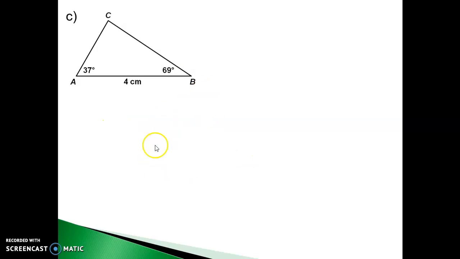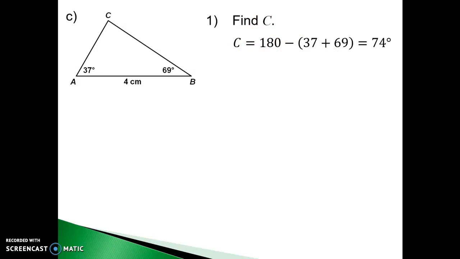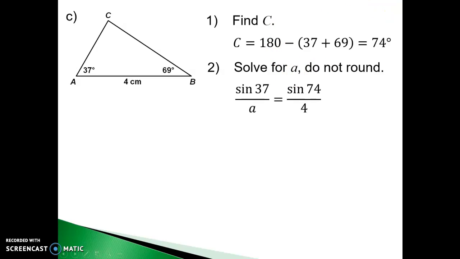And so we want to be able to start looking for some measurements. So for example, if I could find angle C, the sum of the angles is 180. So if I do 180 minus the sum of 37 and 69, I get big C to be 74 degrees. Then if I can find little a, and I don't want to round yet because I want an exact answer, I can set up and say the sine of big A, which is 37, over little a, which we don't know, is equal to the sine of big C, which is 74, over little c, which is 4. So that means that a is equal to 4 sine 37 over the sine of 74.